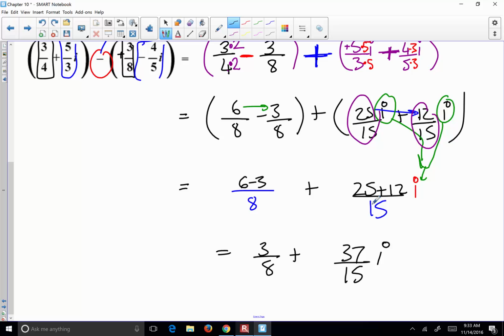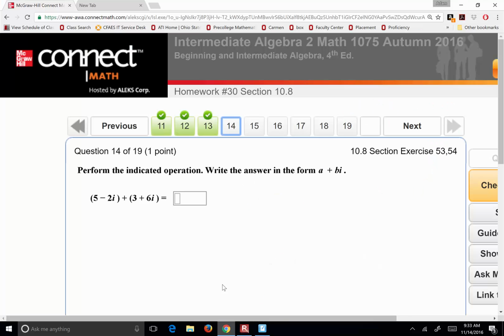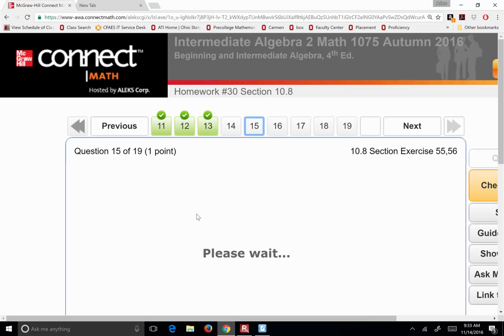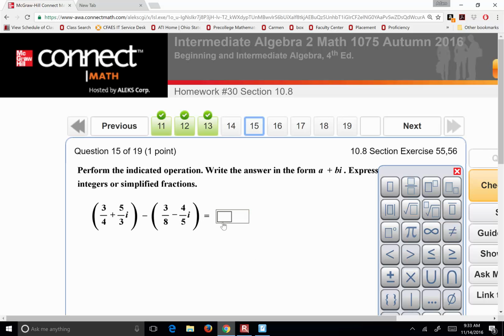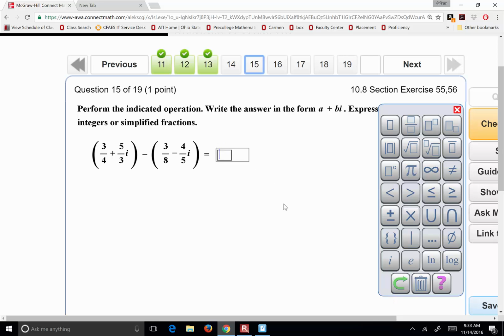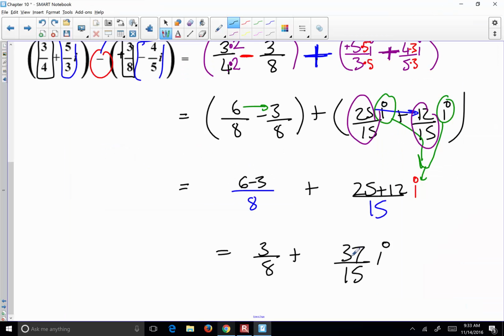Any questions? Alright, let's substitute this. So how do you write up your answer? How do you make that i notation? First, 3 over 8. Alright. Let's clean this up. 3 over 8. Plus, make 37 over 15.